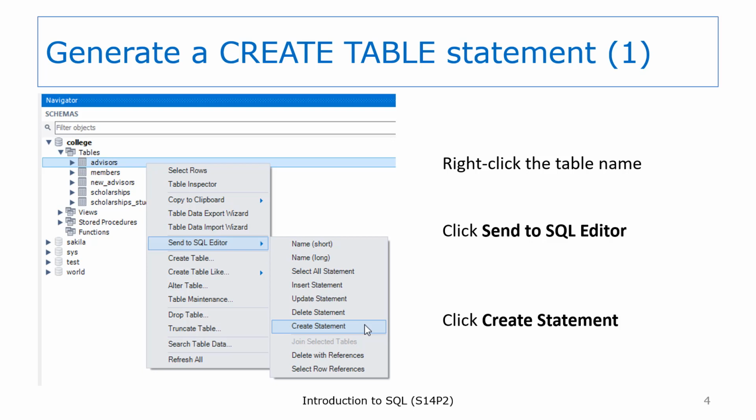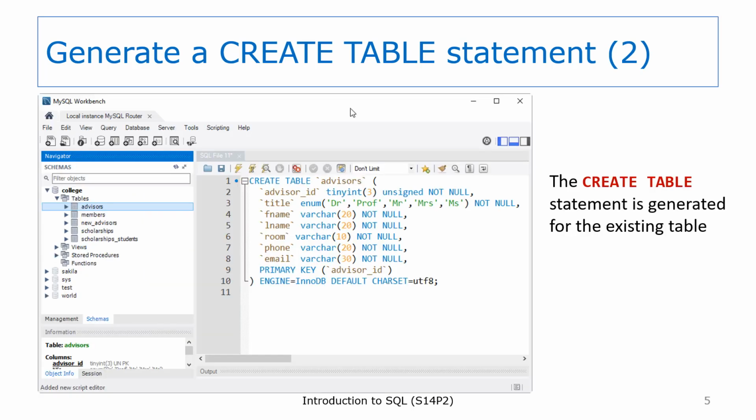In the Navigator section of the Workbench, locate the Advisors table in the college schema. Right-click the Advisors table. On the pop-up menu, click the Send to SQL Editor item. That displays another menu. Click the Create Statement item on that menu. The Create Table statement is written to the blank Query tab.